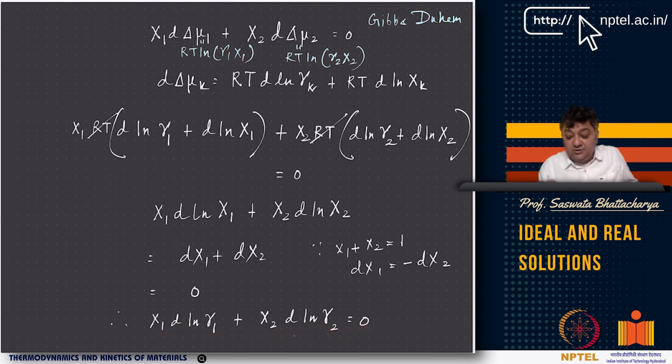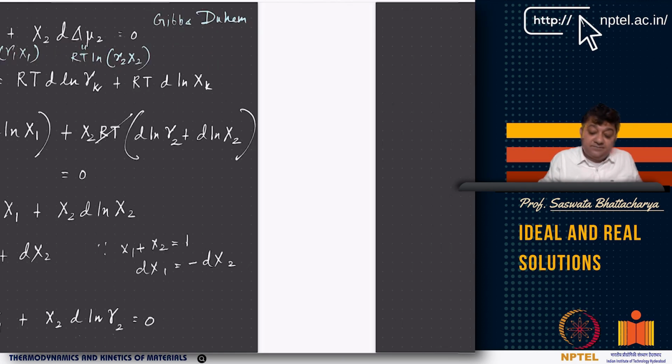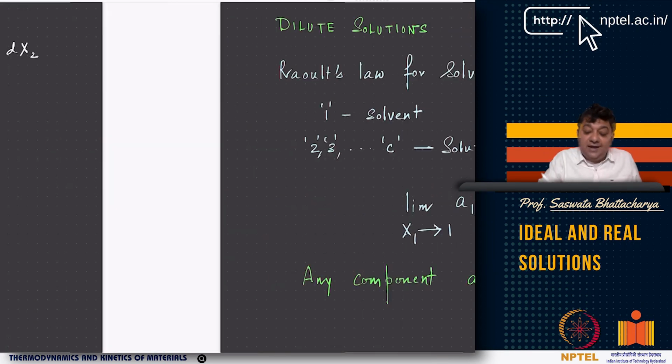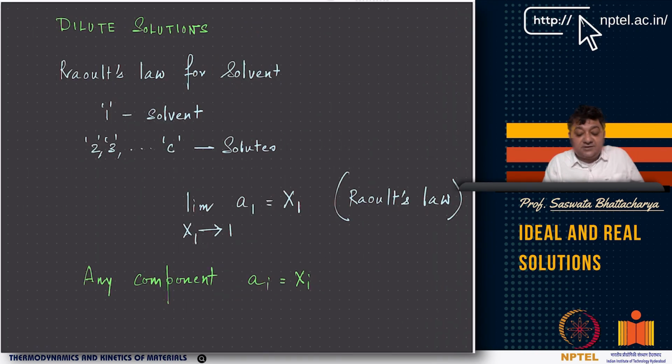0, right? So basically we can tell that if I know gamma 1, I can get gamma 2 by the Gibbs-Duhem integration, right? See, ln gamma 1 I can get. Now ln gamma 1, if I want to do that, x2 equal to 0 is the pure solvent, or pure component 1, and x2 is the composition, so any composition in the mixture. So we can again use the same Gibbs-Duhem integration.